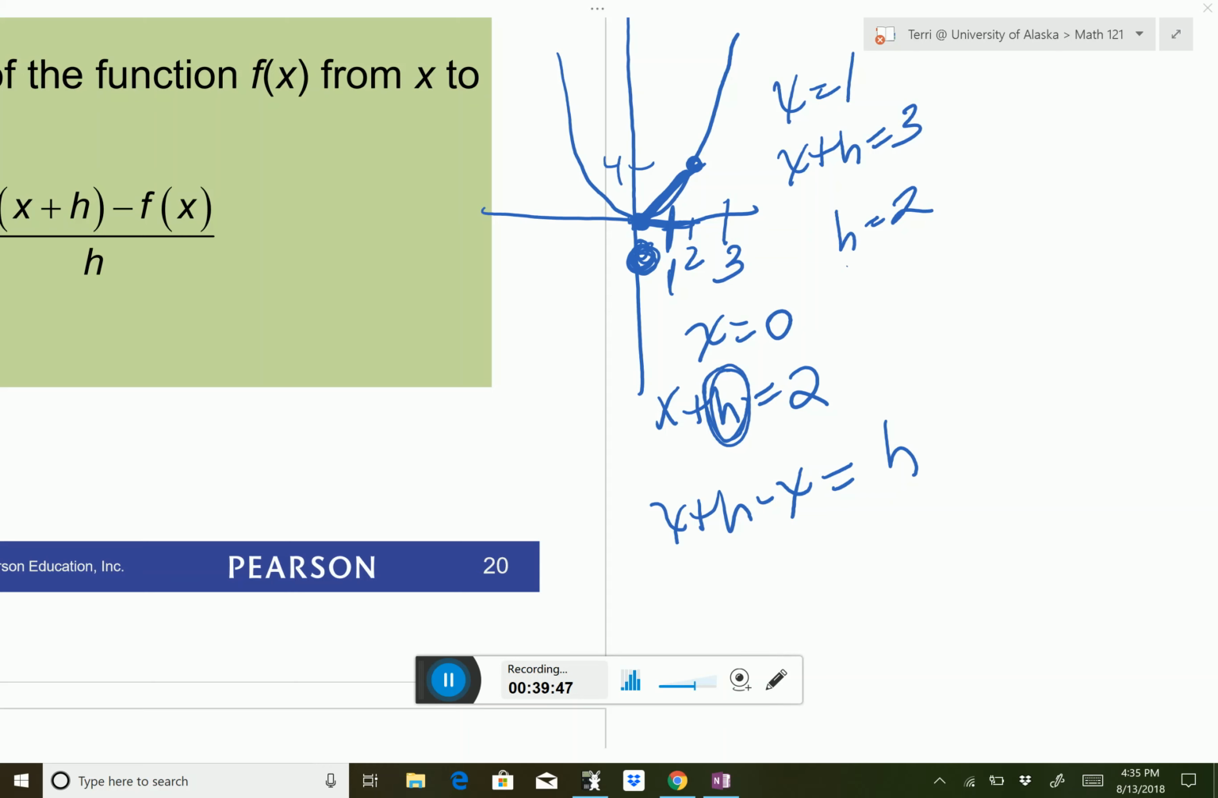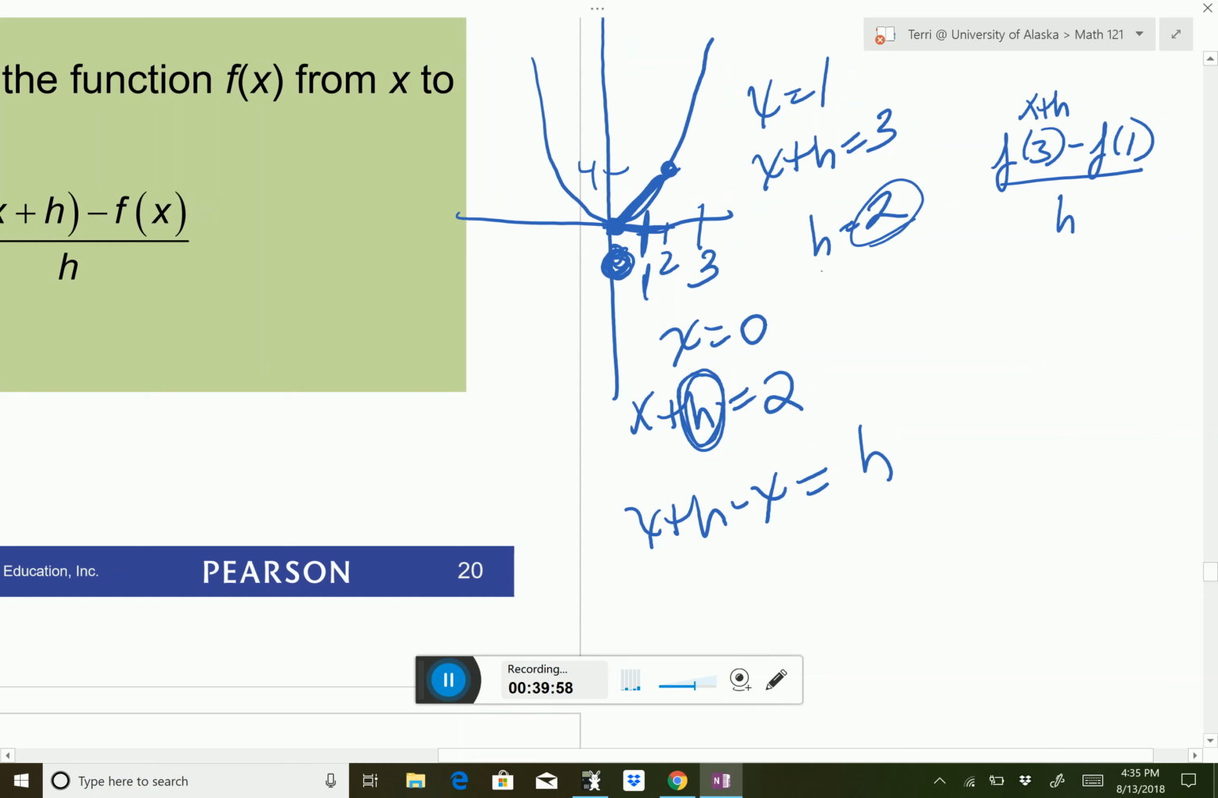So essentially all we're doing is finding f of 3 minus f of 1 over h, which is 2. But this is f of x plus h, and this is f of x. So in this case, 3 squared is 9, 1 squared is 1, divided by 2, which is 8 over 2, which is 4. So now the average rate of change from 1 to 3 is actually 4 units. So this one changes. It depends if I go 0 to 2 or I go 1 up to 3.